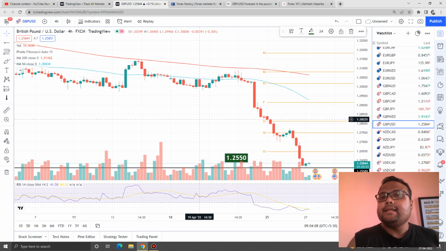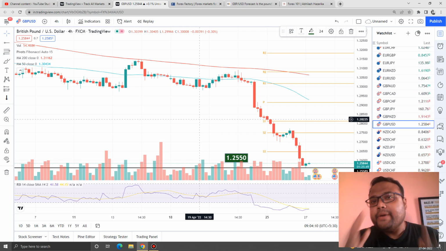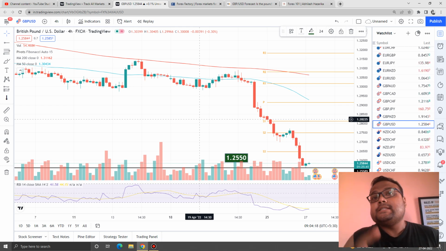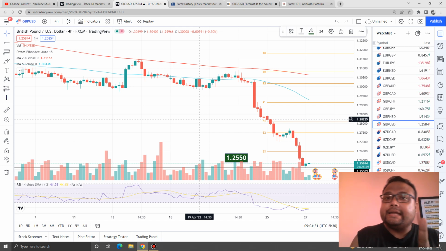So fundamentally, GBP USD is bearish right now. Sellers are dominating the market right now. As a result, you should be looking for selling opportunities technically on the chart of GBP USD. This is how you use both the fundamentals and technicals. Fundamentals decide the direction of the market, and then technicals come into the scene. Technicals help you to enter and exit from the market.